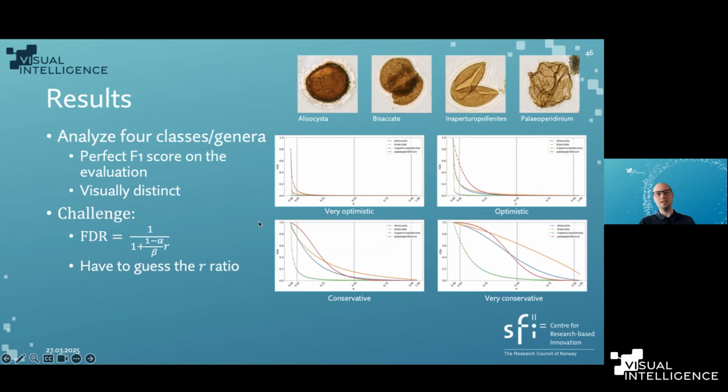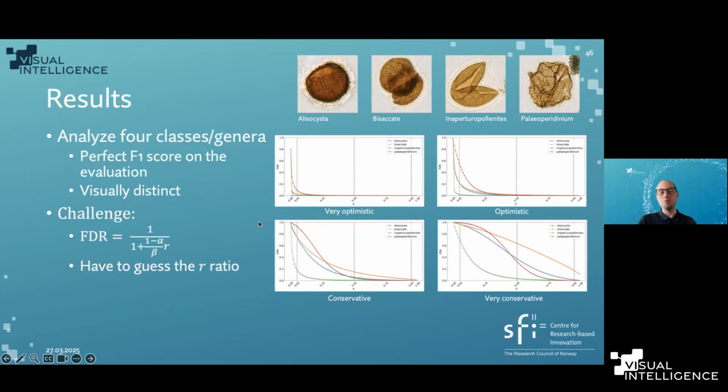When we want to estimate the false discovery, we have to actually guess the R ratio, which we can't really know. So one way to do that instead is to use different values and make different curves, as here, where we have a very optimistic, conservative, and very conservative estimate of the relationship between alpha and the number of false discoveries.